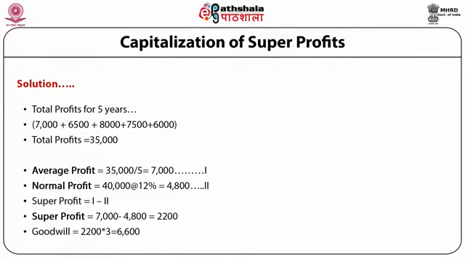The total profit for 5 years is 7,000 plus 6,500, 8,000 plus 7,500 plus 6,000, that is 35,000. And the average profit is 35,000 divided by 5, that is 7,000. Normal profit is equal to capital employed multiplied by normal rate of return, that is 40,000 multiplied by 12%, that is 4,800. And the super profit is average profit minus normal profit. Average profit is 7,000, normal profit is 4,800. That means super profit is 2,200. Now the goodwill is equal to 3-year purchase of super profit. That means goodwill is equal to 2,200 multiplied by 3, that is 6,600.